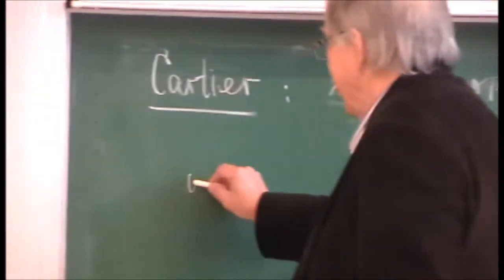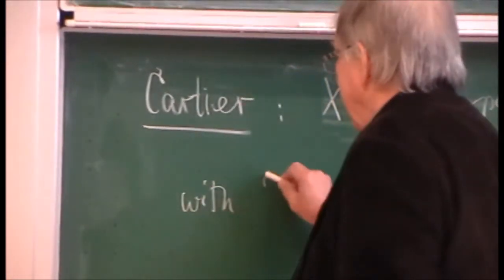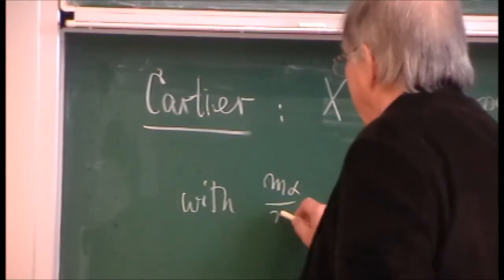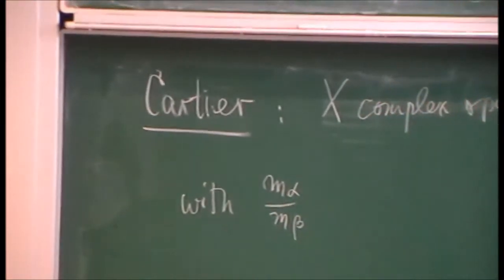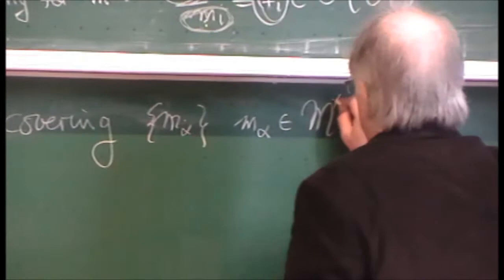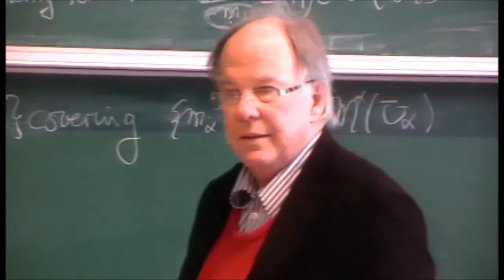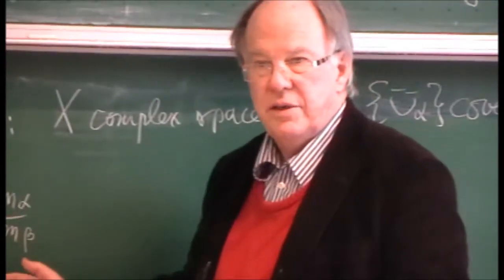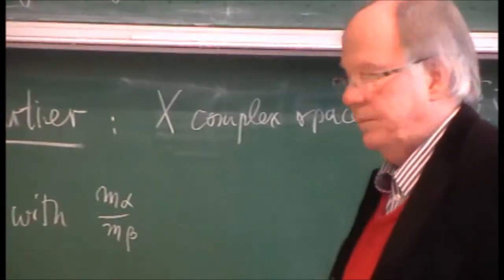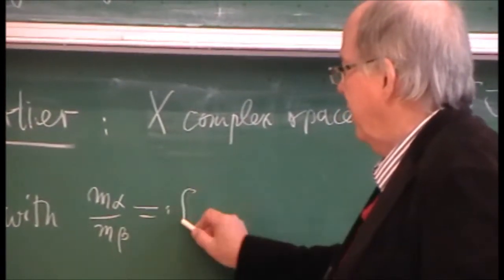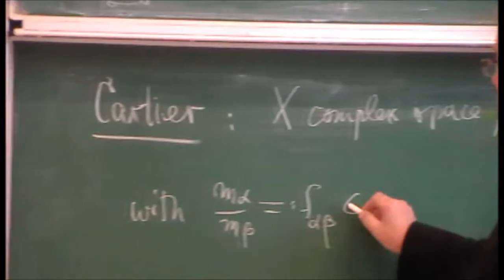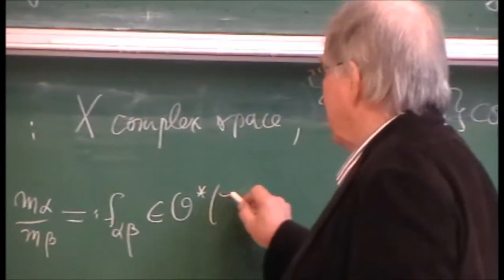With M_alpha divided by M_beta, this meromorphic function is not allowed to vanish anywhere identically. Otherwise, I'm dividing by identically zero. Let's call this f_alpha beta. It should be holomorphic and nowhere vanishing on U_alpha beta.